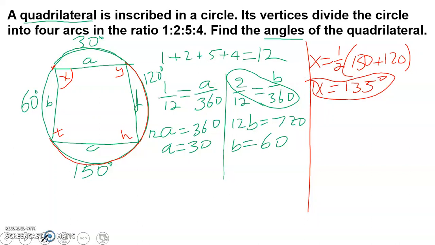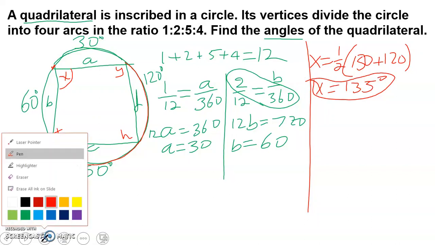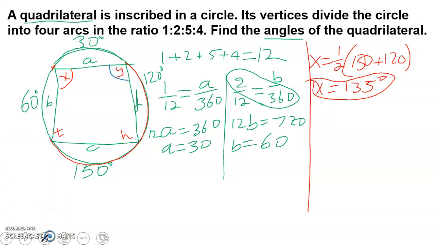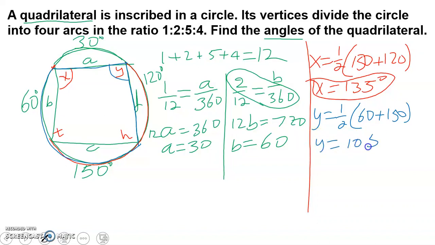To find Y, again you see the intercepted arcs, 60 and 150. We do the same thing. Angle Y is 1/2 of 60 plus 150. So 150 plus 60 divided by 2 is 105 degrees. That's another one. We keep doing the same thing for all the remaining angles.